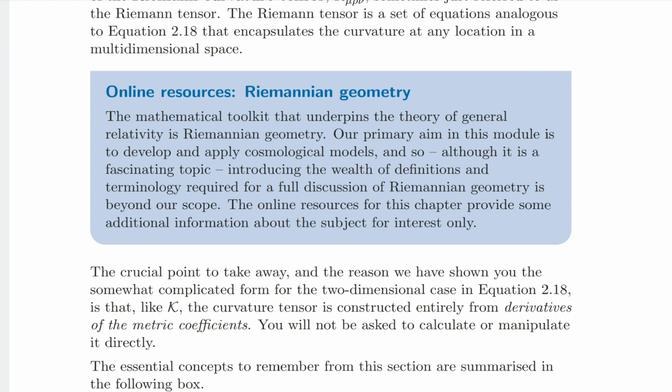Online resources: Riemannian geometry. The mathematical toolkit that underpins the theory of general relativity is Riemannian geometry. Our primary aim in this module is to develop and apply cosmological models, and so, although it is a fascinating topic, introducing the wealth of definitions and terminology required for a full discussion of Riemannian geometry is beyond our scope. The online resources for this chapter provide some additional information about the subject for interest only.